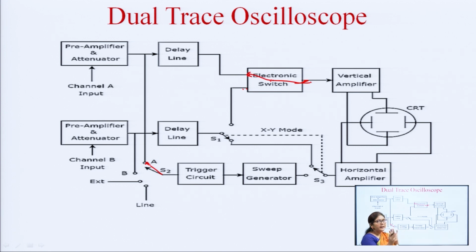Then it will alternate for one complete cycle. It has two modes of operation, one is alternate mode, another is chopped mode.